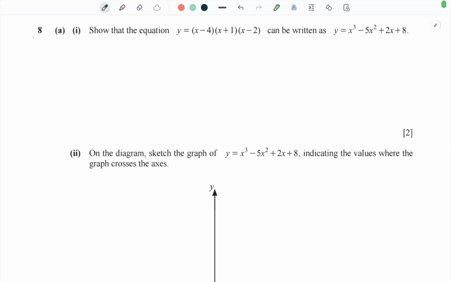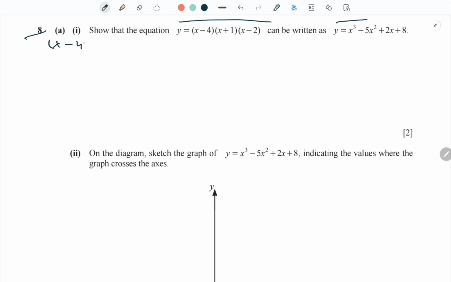Okay, welcome back students. We have question number 8 here. In question number 8, show that the equation can be written like that. First we have two brackets, that is x minus 4 and x plus 1.